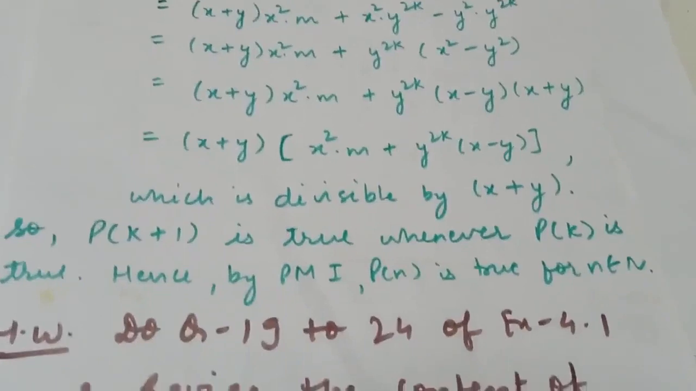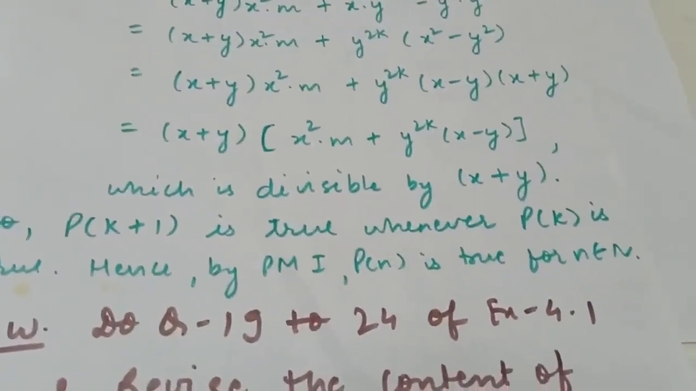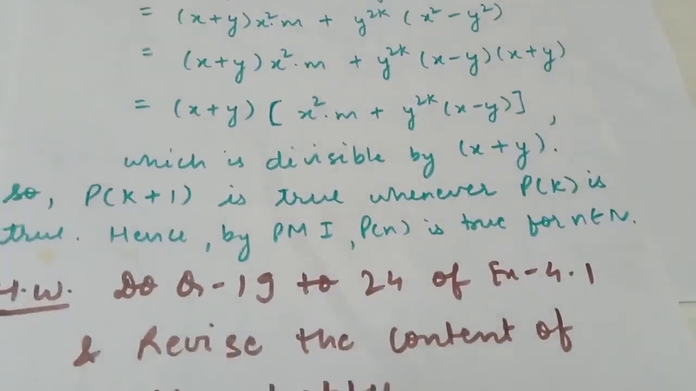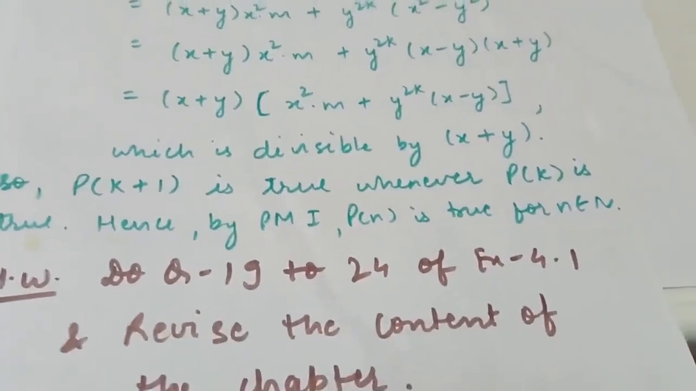Clear? So your homework is you have to do question 19 to 24 of exercise 4.1 and revise the content of the chapter PMI. Clear?